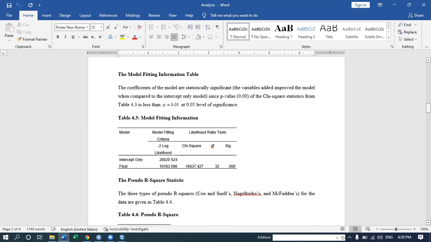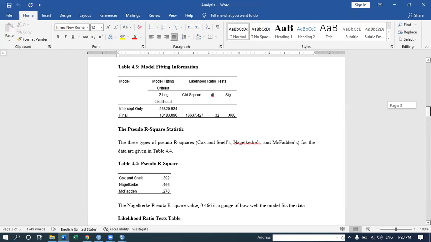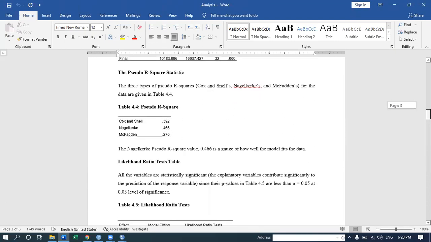Then the next thing is this table where we compare the intercept only and the final model. The coefficients of the model are statistically significant. The variables added improve the model. Remember I told you I'll check if the variables added improve the model when compared to when the variables were not in the model. We want the p-value to be less than 0.05. I've taught you how to interpret. We also use the pseudo R-square to know the percentage variation of the dependent variable that can be explained.